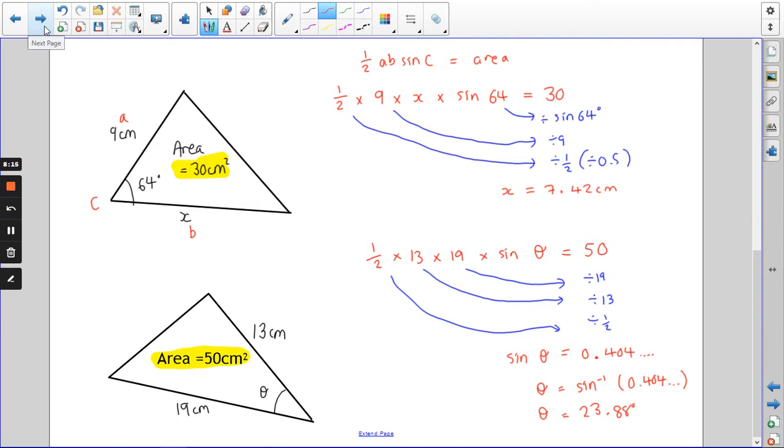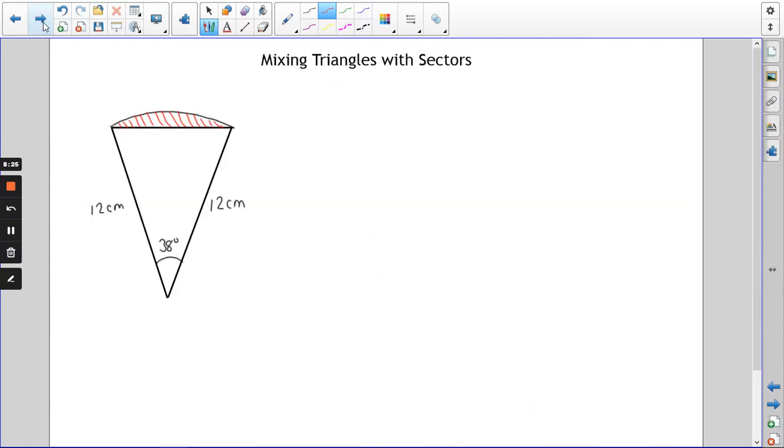But this is where now we start mixing and matching topics, because this is A grade work, A-star work. You're going to expect to see various topics mixed together. So have a look at this one, and again, this needs to go in your book. This is mixing triangles with sectors. Okay, and in this question, what we're going to try and do is work out the shaded area. So get this drawn, pause the video if you need to. We're going to work out the shaded area.